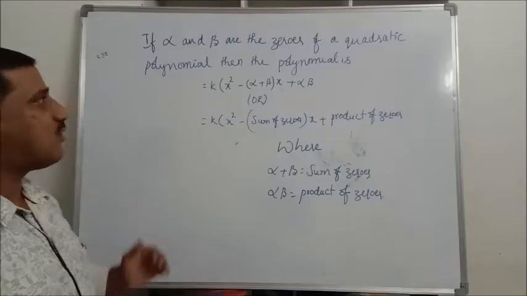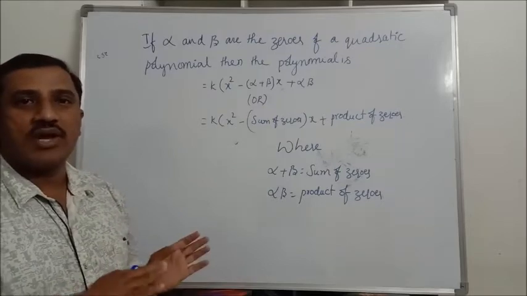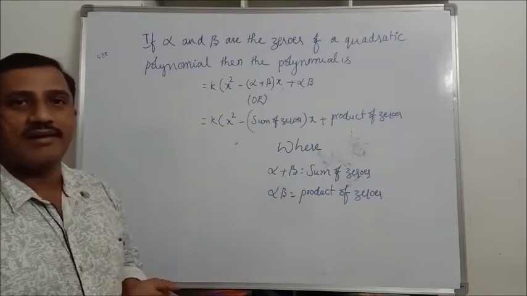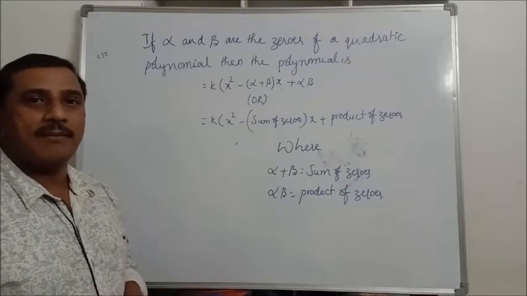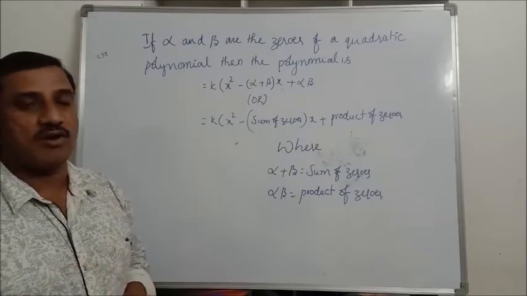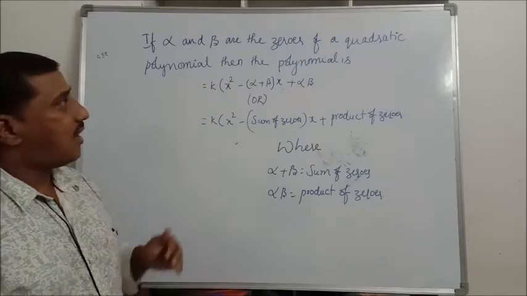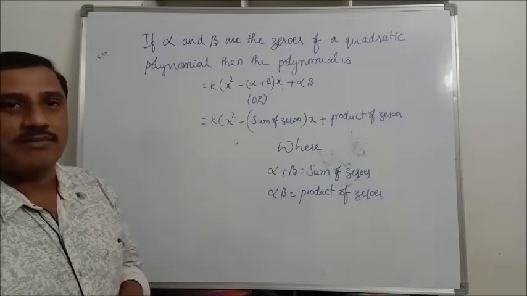And in the last class we discussed the relationship between the coefficients of a quadratic polynomial and the zeros of the quadratic polynomial. Similarly, the relationship between the zeros and the coefficient and constant of a linear polynomial. And its applications we also discussed by solving some of the problems.